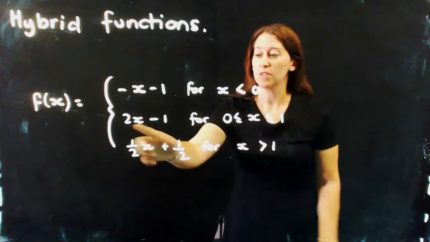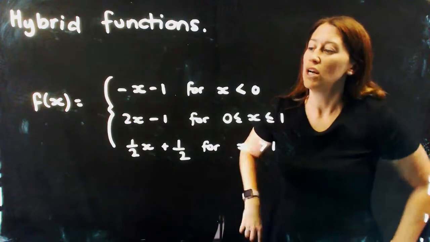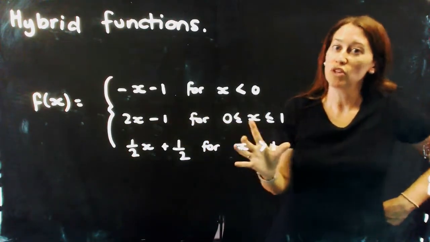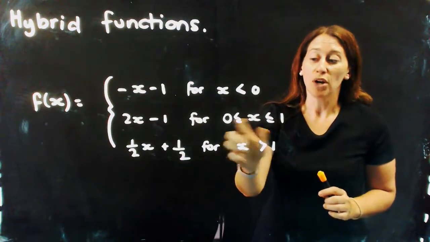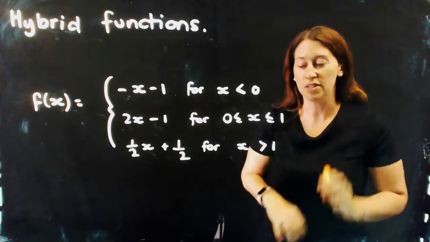The next part of the function is also in the form y equals mx plus c. We can see it's a straight line function, 2x minus 1, where the gradient is 2 and the y-intercept is minus 1. Now when we draw that particular segment of the line, it's including both 0 and 1. So we would use closed circles for that particular section of this function.